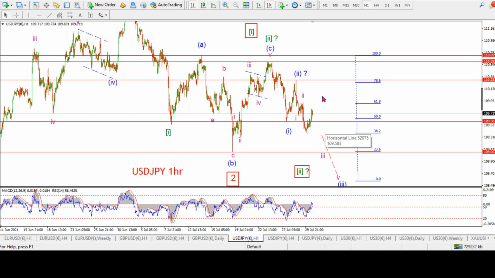For the meantime, watch out for this third wave down. If we continue lower and we break 109.06, then the main count is pretty much confirmed, and we can head lower into 107. Okay, I'm sorry if I confused you there. Let's see how this goes.